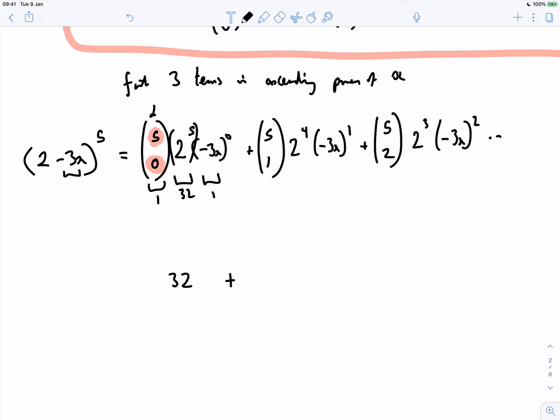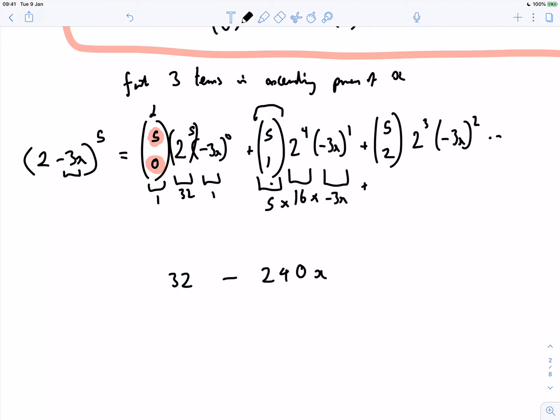Plus, now 5 choose 1 is also easy to sort out, because how many ways are there of picking one object from 5? Well, there's 5 different ways. You either take each one. So this is going to be a 5. 2 to the 4, I believe, is 16. And minus 3x to the power 1 is just minus 3x. So what is 5 times 16 times minus 3x? So 5 times 16 times minus 3. I will get, actually, negative 240x.